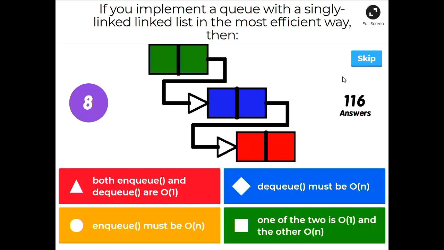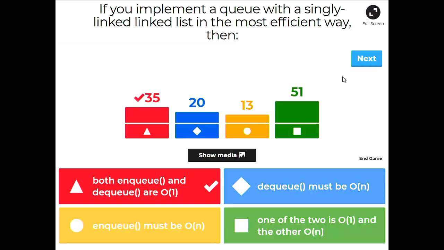10 seconds. Take your best guess if you haven't answered yet. 5. Right. That was a mean question because we really didn't talk about this. But there is a way to do it in such a way that both operations are constant. And the trick is you use 2 pointers. You use one pointer to the beginning and another pointer to the end of your linked list. It's still singly linked, but you enter from one side and you take off from the other side.